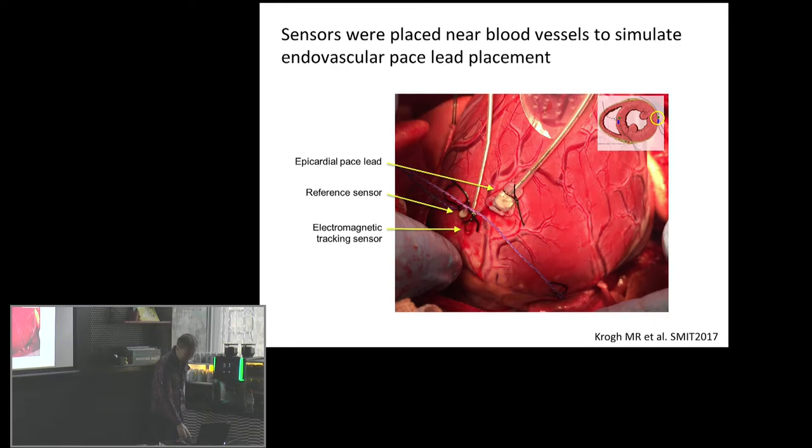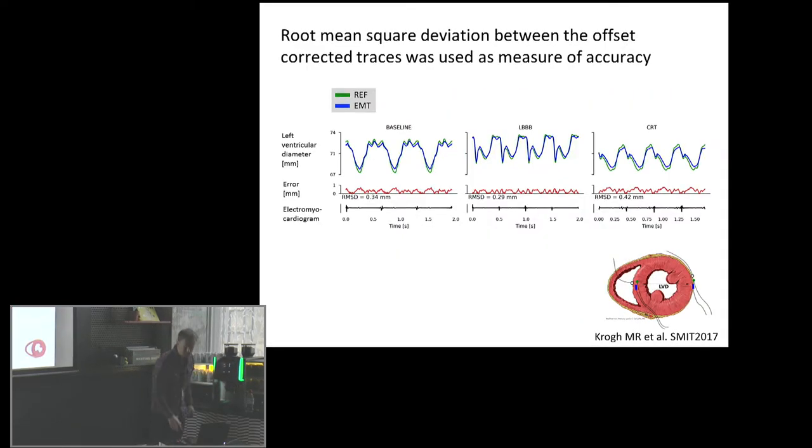And the same thing in-silico. So here you show this as a position in space, and of course then you can derive the distance between them. So we measured the EMT, electromagnetic tracking, and compared it to the sonomicrometric reference, and you can see it accurately reproduces diameter. Then we introduced left bundle branch block, which caused abnormal deformation, and then applied CRT, which normalized this diameter. Of course, this is the sunshine story.